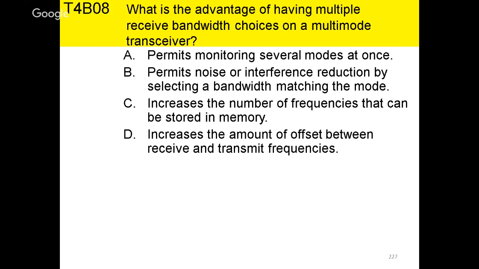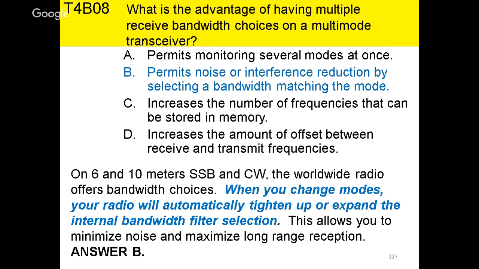So what is the advantage of having multiple receive bandwidth choices on a multi-mode transceiver? This is kind of an interesting question in and of itself. The different choices that you have will allow you to reduce your noise and interference by selecting a bandwidth matching the mode that you're going to be using.